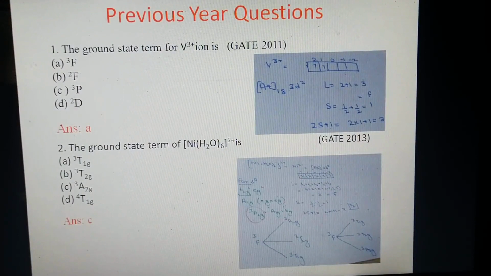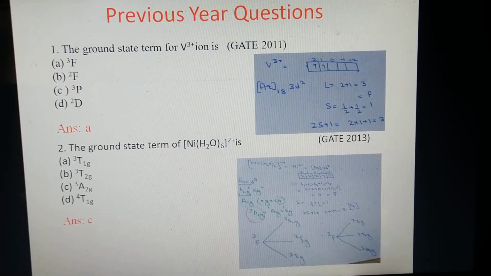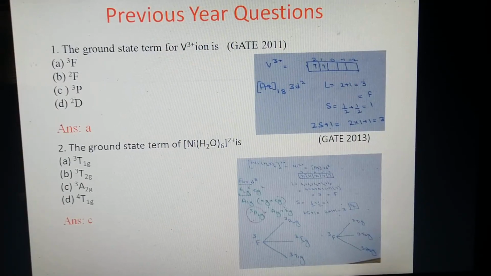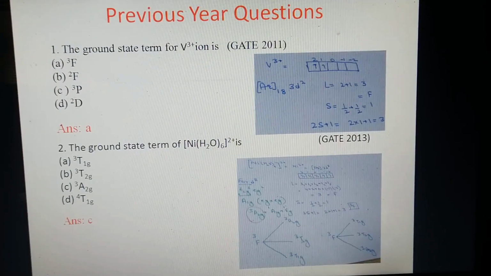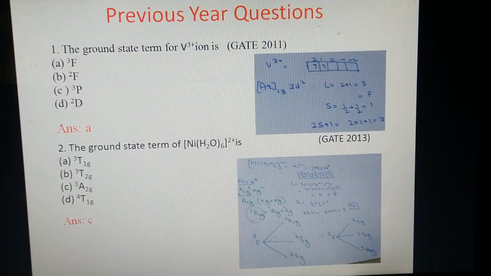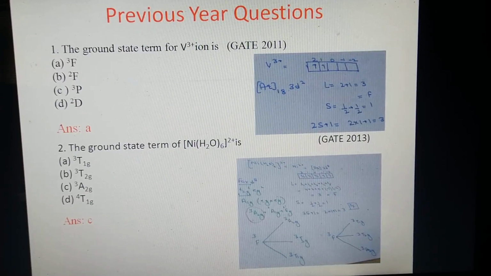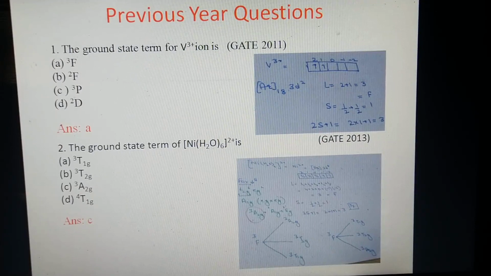First, I am taking the example: the ground state term for the vanadium 3 positive ion is. For vanadium, the atomic number is 23, and the electronic configuration of vanadium is argon 18 4s2 3d3. But by removing the 3 valence electrons, the electronic configuration becomes argon 18 3d2. Writing down the electronic configuration, we then calculate the value of L and S. The value of L is 2 plus 1, that is 3, so it belongs to the F term, and the value of S is half plus half, that is 1. So 2S plus 1 means it belongs to the triplet state. So our answer will be 3F, that is A.